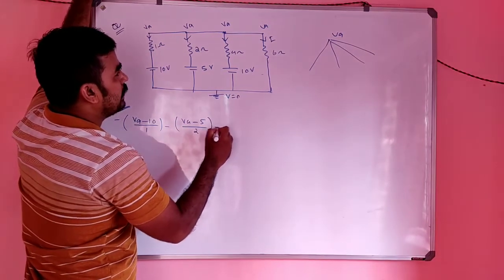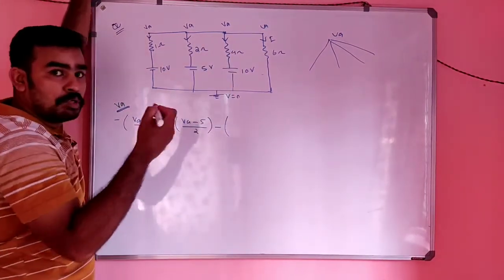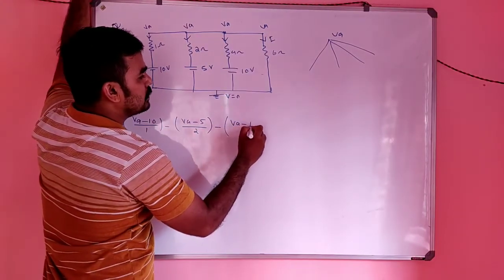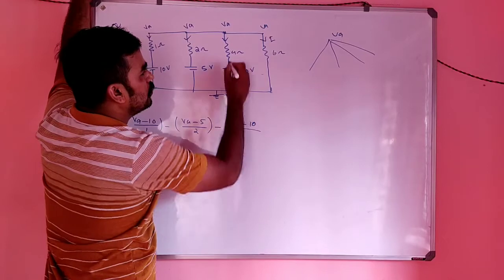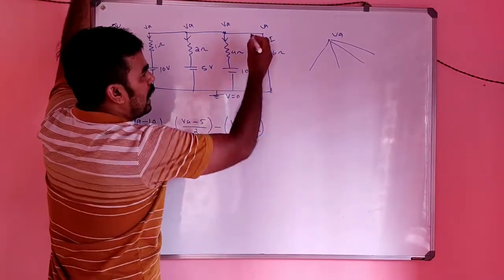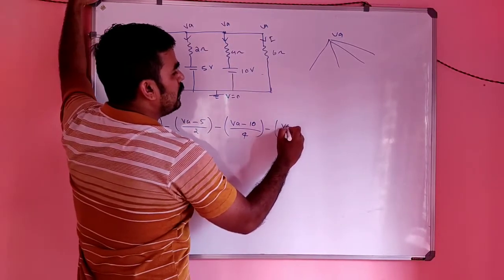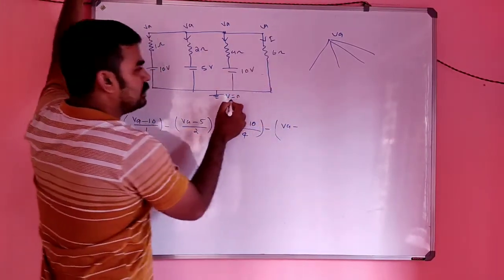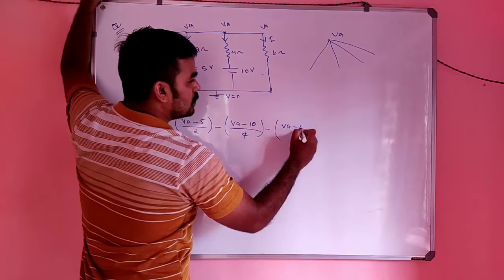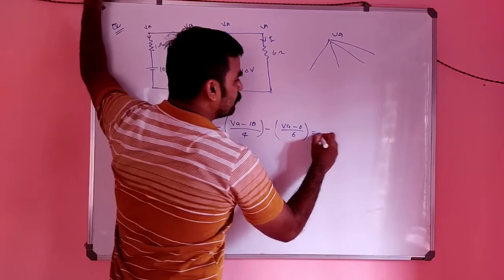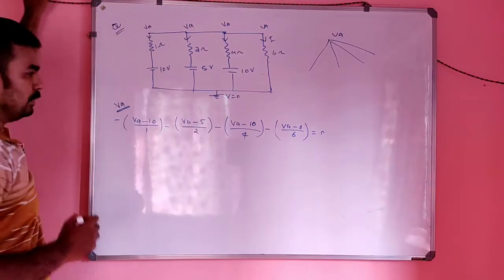And again, it is also an outgoing current, so it will become VA minus 10 whole divided by 4. And it is also an outgoing current. It will be VA minus 0, as 0 is the voltage here, divided by 6, equal to 0, right?